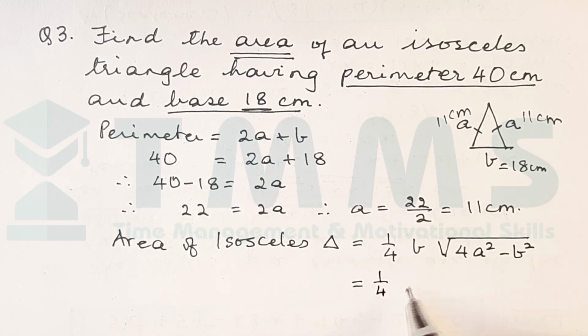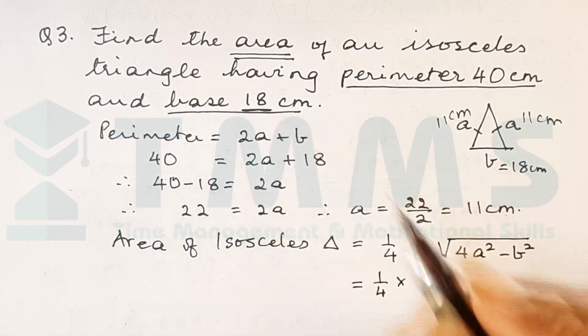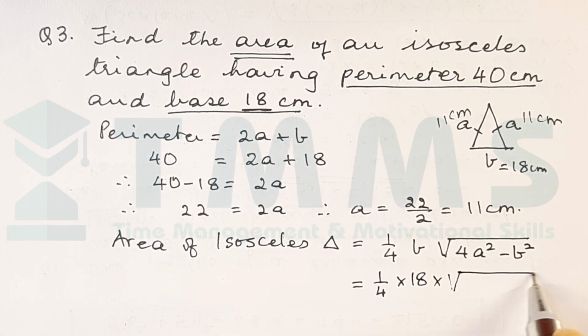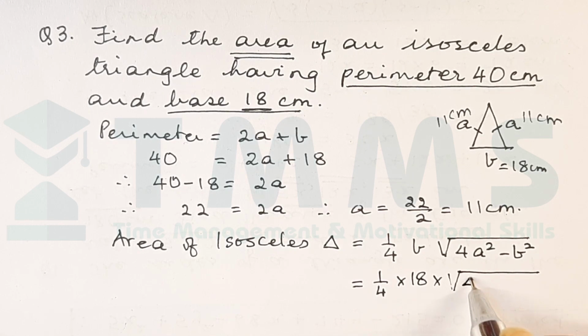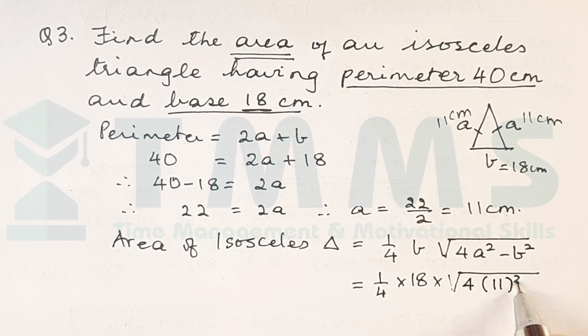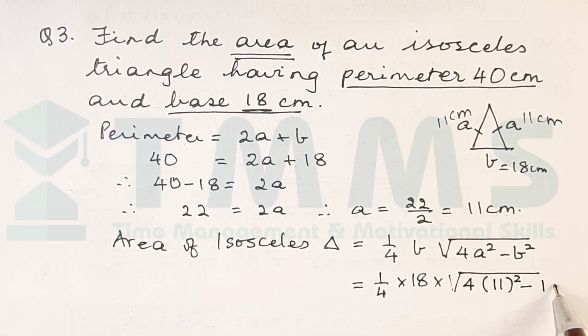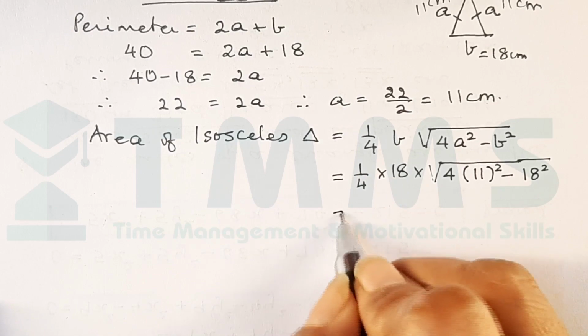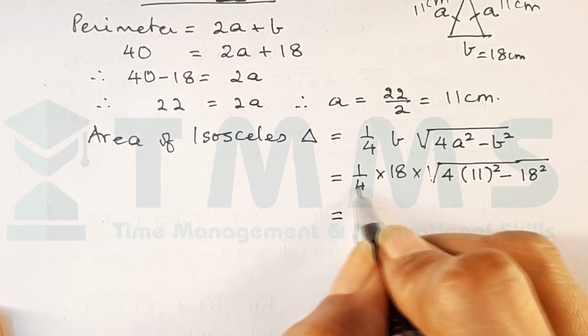So it becomes 1/4. What does our value of b tell us? B is the base, which is 18, multiplied by under root 4 multiplied by a square. A is 11, so it is 11 square minus b square, which is 18 square. Are we getting that right? Did we understand so far? Now let us see how we do this. Let us see if we can simplify this.